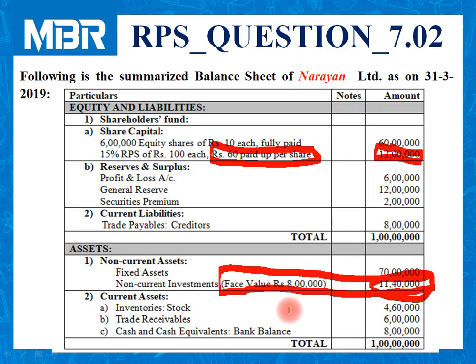Inventories, that is stock, 4 lakh 60,000. Trade receivables, or you can say debtors and bills receivable, 6 lakhs, and cash and cash equivalents include bank balance, rupees 8 lakhs. Total of the balance sheet is 1 crore.